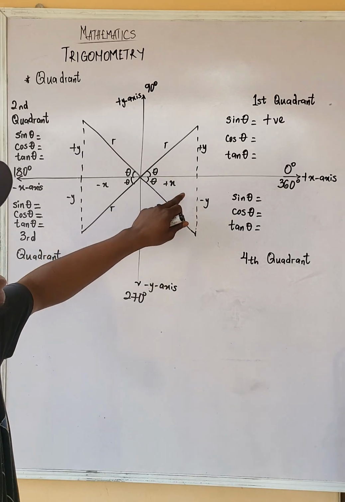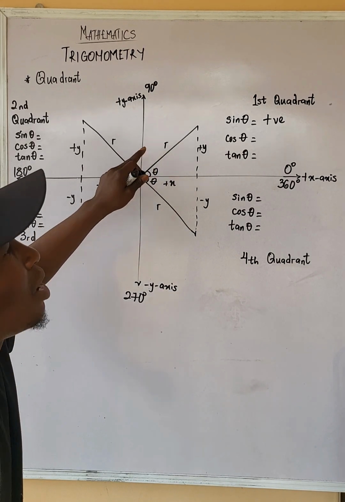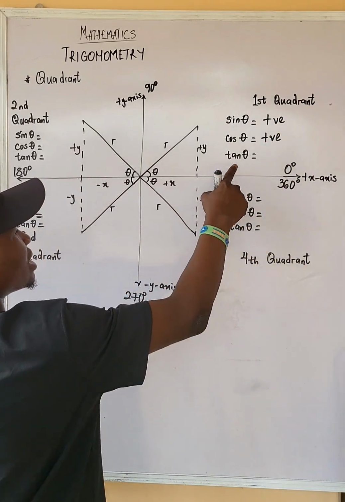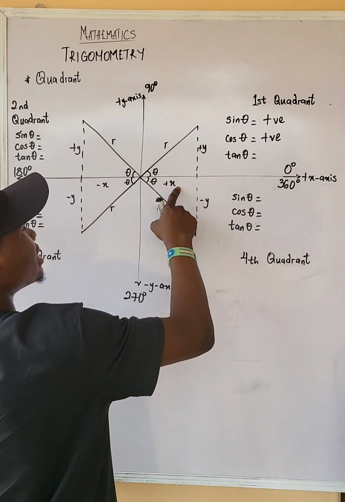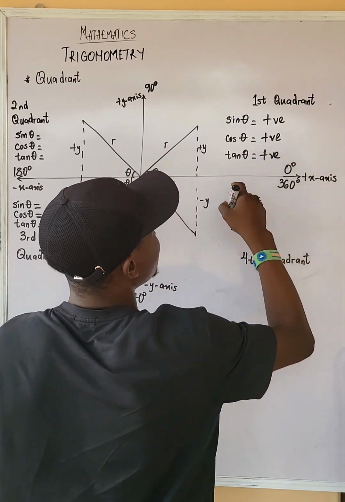Let's go for cos. Cos is adjacent over hypotenuse. What's our adjacent? Plus x over the hypotenuse, which is r. So it's also positive. You get? Then what is tan? Tan is opposite over adjacent. That's plus y over plus x, which is also positive. So take note.